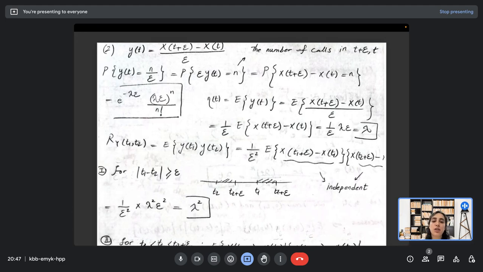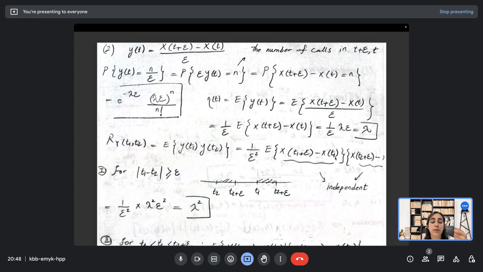And we know that the expectation of x of t plus epsilon minus x of t is equal to lambda times epsilon, and we have 1 divided by epsilon, so we get lambda. And for the last part, we should calculate the autocorrelation function, and we write the formula of autocorrelation, which is the expectation of y of t1 times y of t2, and we will substitute y with the formula which we have here.